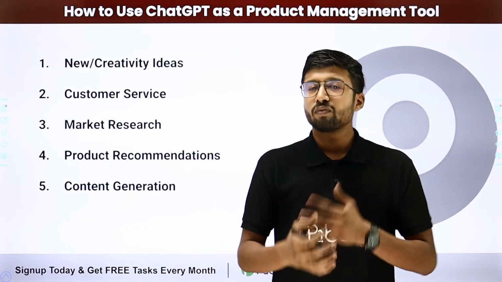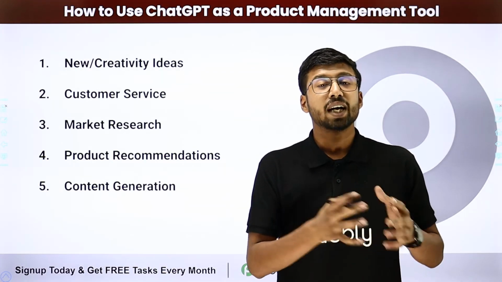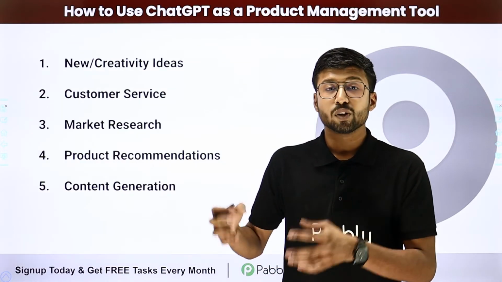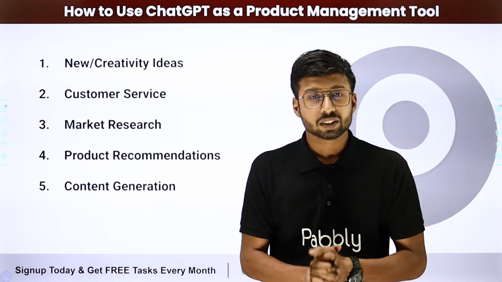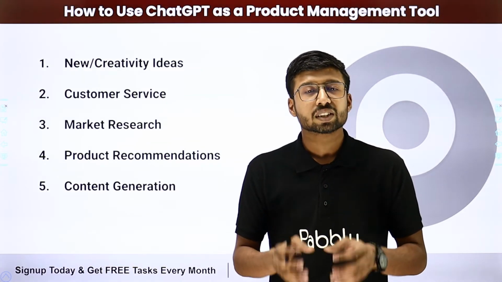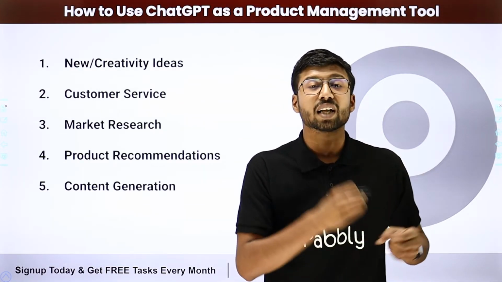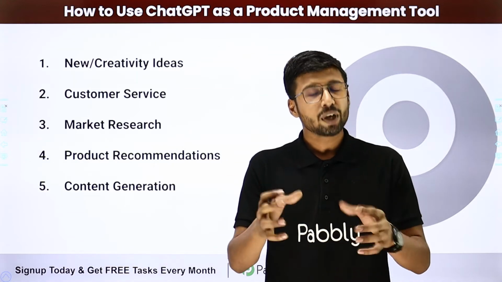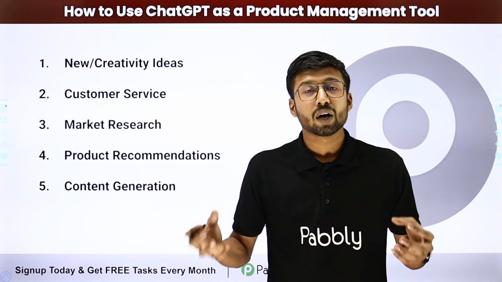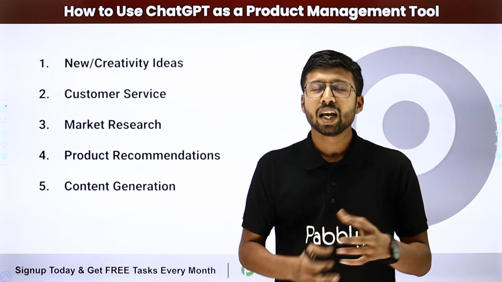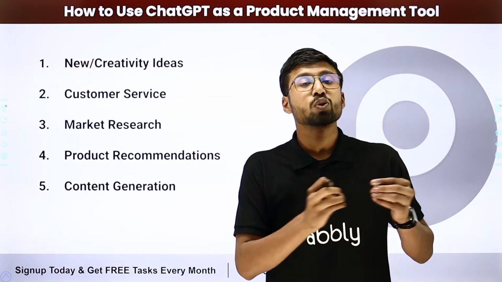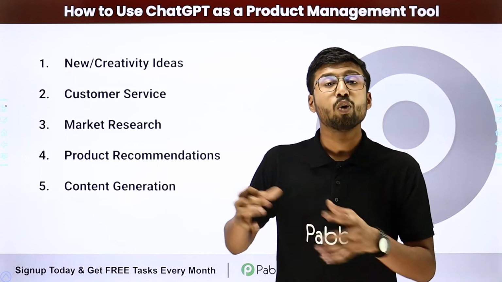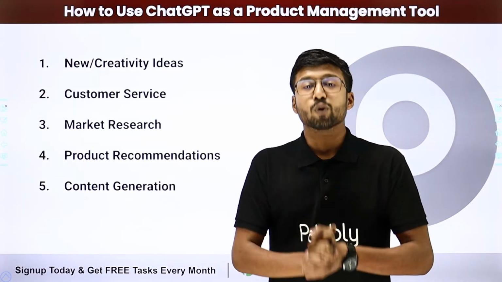So these were the top 5 things for which you can use ChatGPT as a product development tool, product management tool. But other than that, the possibilities are endless. Right now we have discussed the possibilities of AI as a product management tool. But you can combine the power of AI with the power of automation using Pabbly Connect, and you can actually automate all of this process as well. So AI is going to do the work for you, and that too automatically. This is the best of both worlds.